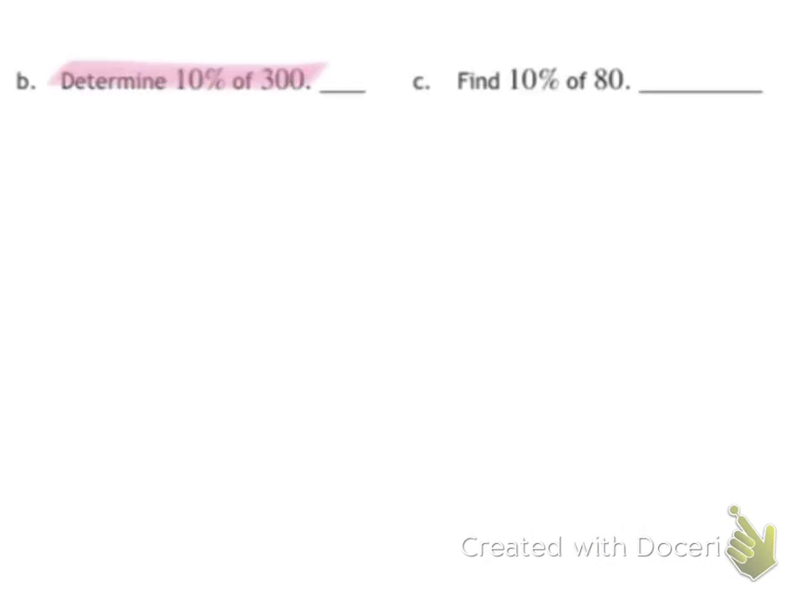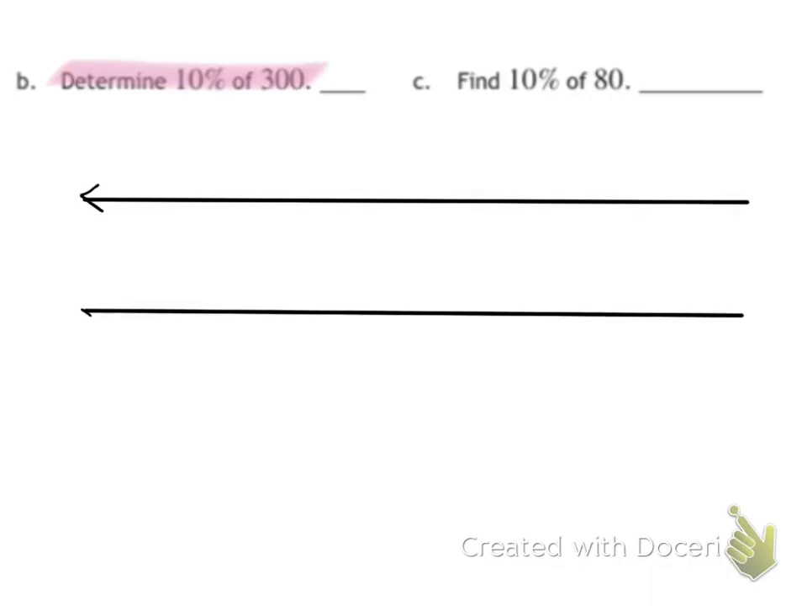So let's start by looking at letter B, determine 10% of 300. I'm going to show you two different ways. The first way will be using the double number line. And we always start by labeling. I like to put the percent on top, but it doesn't matter if it's on top or bottom, as long as you label your double number line.